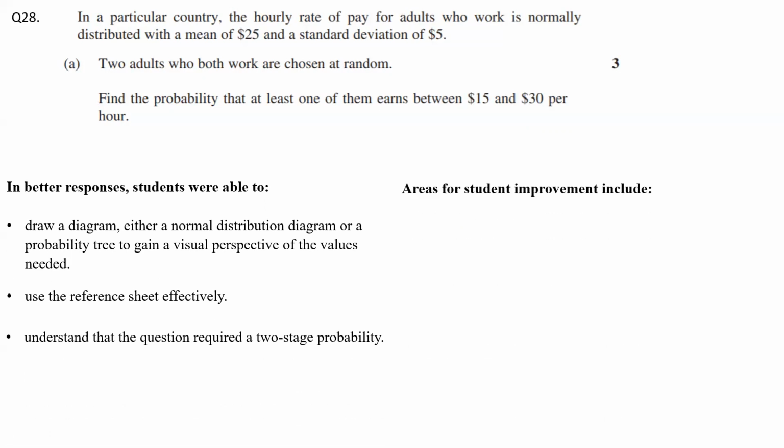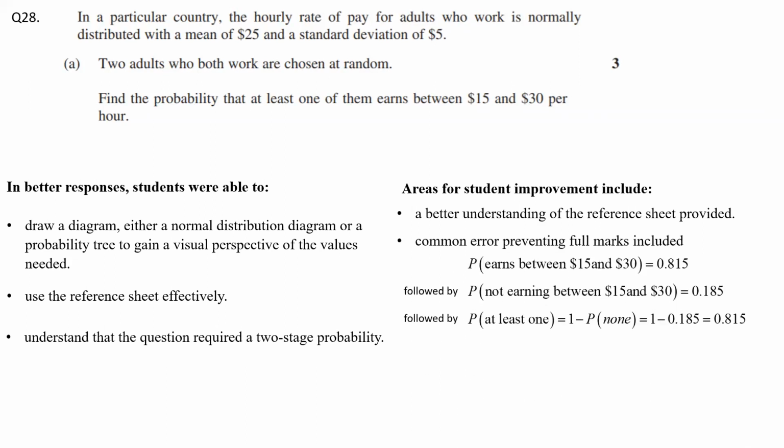In the areas where the students need to improve, there were areas where students didn't actually realize that the normal distribution graph was given to them in the reference sheet. So that was something that needs to be addressed. They were making errors in aligning the numbers up along the horizontal line because they didn't realize that the numbers were already given to them on the reference sheet.